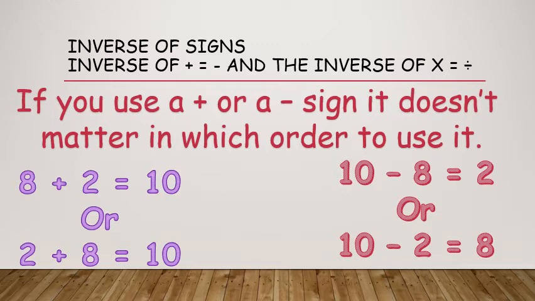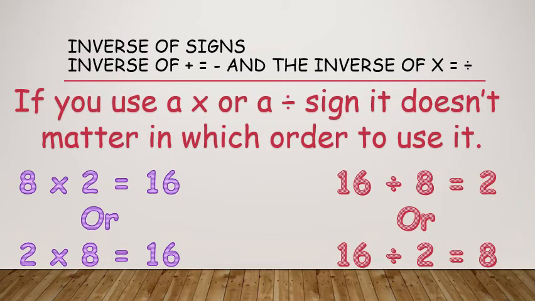If you use a plus or a minus sign, it doesn't matter in which order you use it. For instance, 8 plus 2 gives us 10. But if we say 10 minus 8, that will also give us 2. Or we can say 2 plus 8 equals 10. Or we can say 10 minus 2 equals 8, because it is the opposite, the inverse. So to check your calculations, you can use the inverse of that sign to check if your answer is correct.